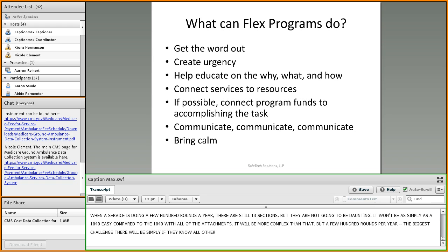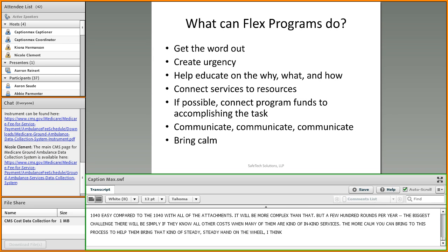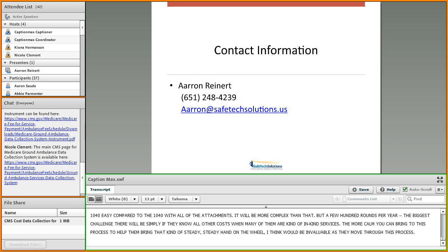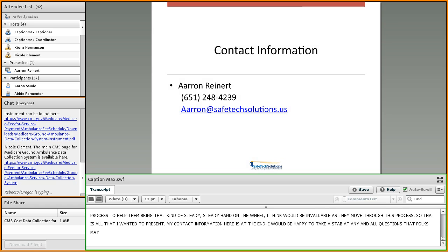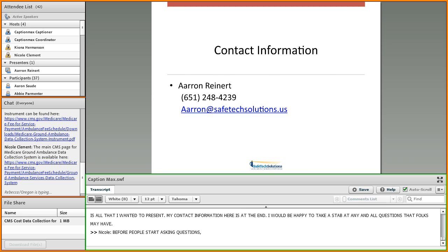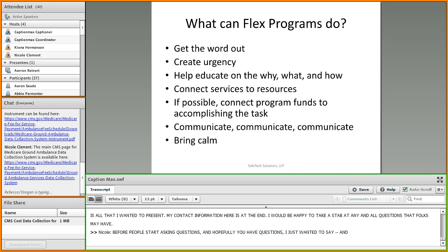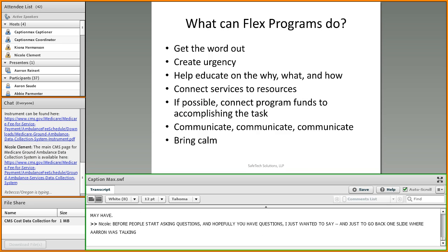Communicate, communicate, communicate. This is a daunting process and can feel very scary, which leads me to the last part. Help them bring calm. When a service is doing a few hundred runs a year, there's still 13 sections, but they're not going to be daunting. It won't be as simple as a 1040 EZ compared to the 1040 with all of the attachments. It will be more complex than that. But for a few hundred runs a year, the biggest challenge there will simply be if they know all of their costs, when many of them are kind of in-kind services. So the more calm you could bring to this process, to help them bring that kind of steady hand on the wheel, I think would be invaluable as they move through this process.